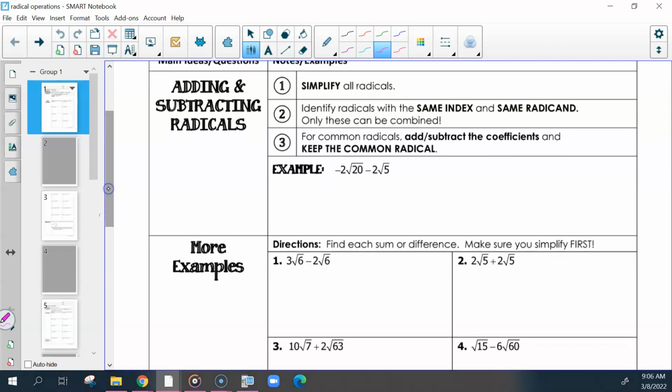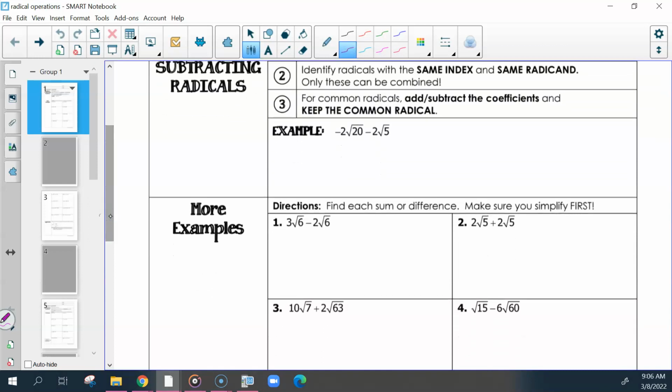Okay, so let's do a few of these. Starting with this example. Right now, these are both square roots. Do they have the same radicand? No. So we can't add them as is. Can we simplify either one of these? Yes, the 20. We're doing the shortest method. What is the highest perfect square we can divide out of 20? 4. Square root of 4 is 2.